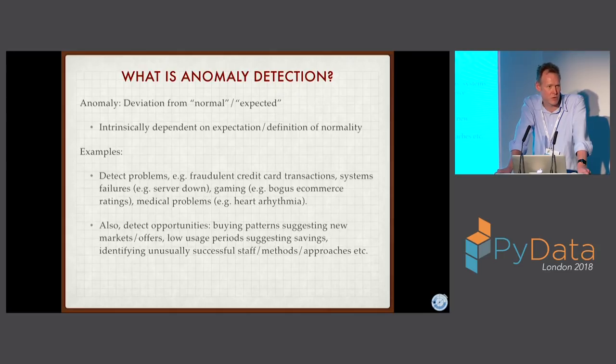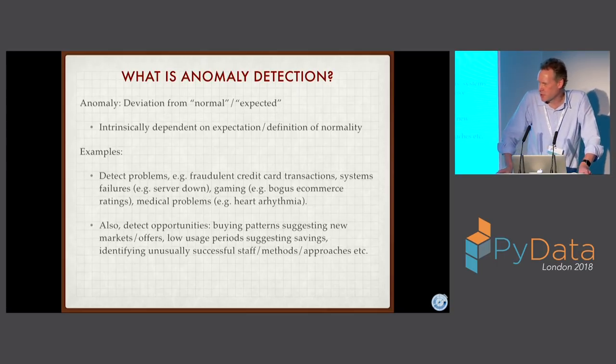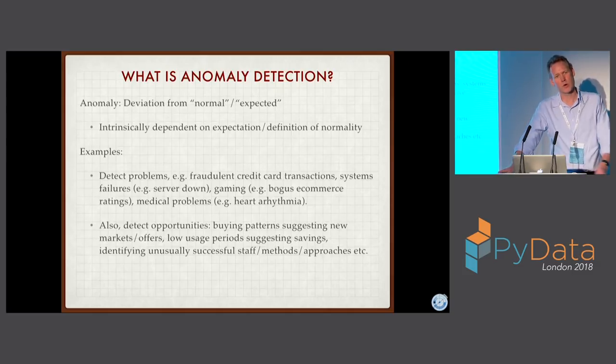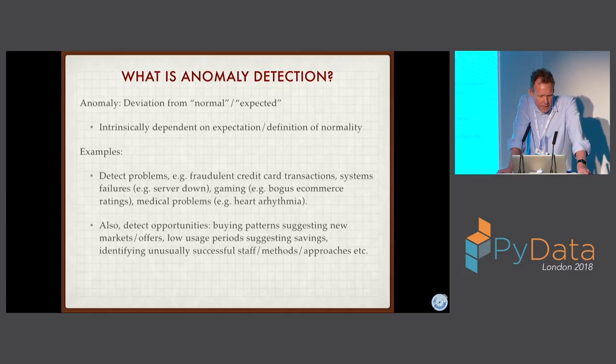So I'm sure you've all heard the old saw about beer and nappies at Walmart that they noticed. It's a rather nasty sexist story that I don't necessarily want to repeat, but it turned out that putting beer near nappies works quite well in terms of generating combined sales. That was something that supposedly, and it's probably an urban myth, was found by an automated data analysis process.